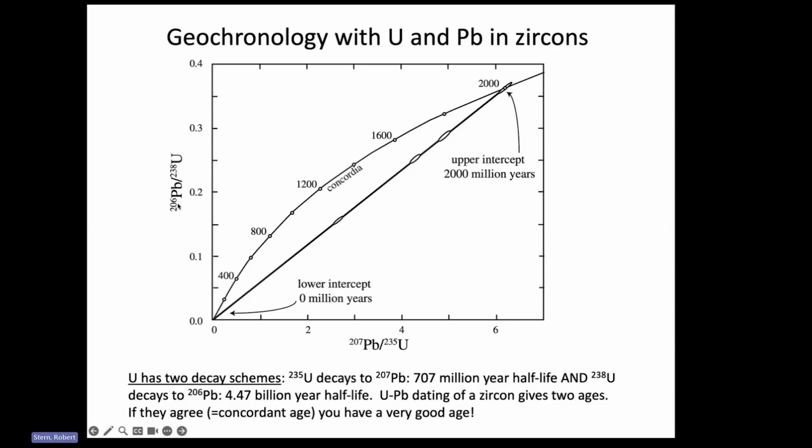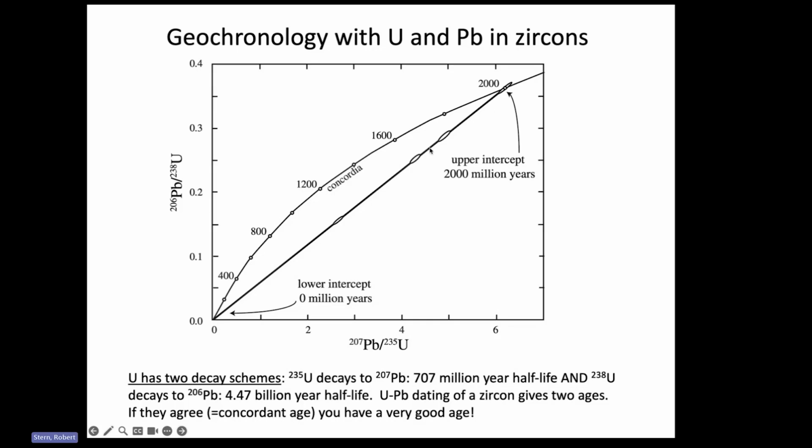So if we have a good age, those two ages will agree. So here we see the Concordia curve, and what that Concordia means is this is the locus of points where the ages for these two decay schemes are the same, right? So if you analyze a zircon for both uranium-238, 206, and 235, 207, and it plots on this line, then you know you're pretty confident you've got a good age, right? Like that point.